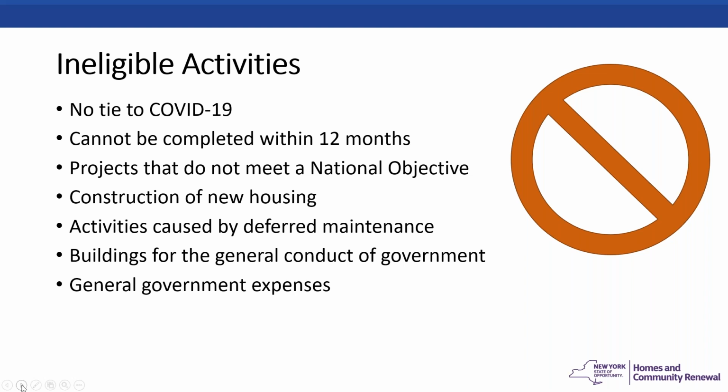Examples of projects that do not meet a national objective would be when the group of proposed beneficiaries is less than 51% low and moderate income persons or urgent need. We'll be discussing the national objectives next. When in doubt, again, please contact the email. It's cdbgcares@nyshcr.org with any inquiries or questions.